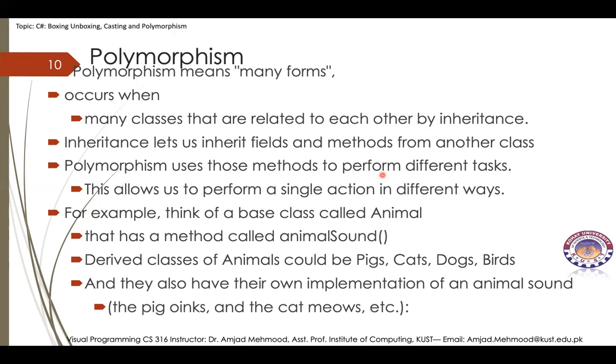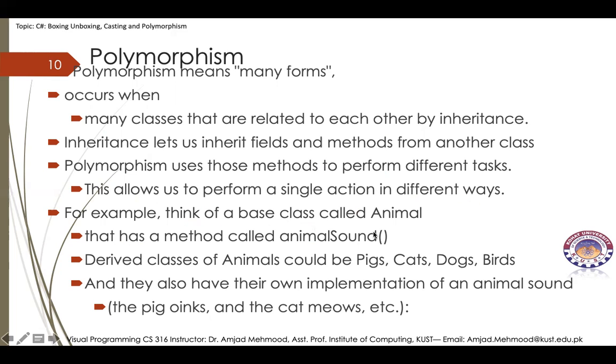When you have a hierarchy or level of inheritance, you normally make objects of the specialized class. You don't have objects of your abstract class. So this allows us to perform a single action in different ways.